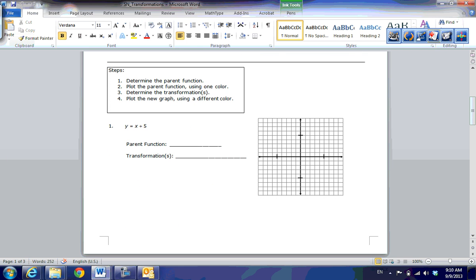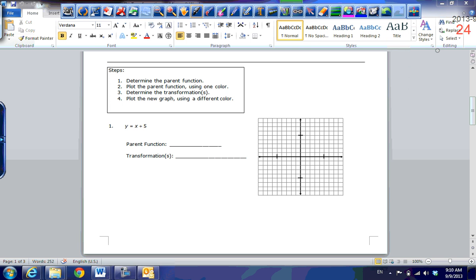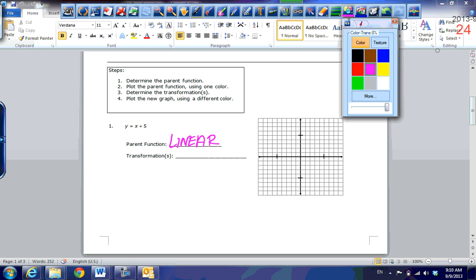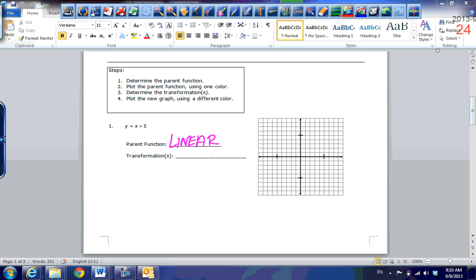All right, let's apply this a little bit. Number 1 says determine the parent function. So what is the parent function for number 1? Linear. Cool. So let's plot the parent function using 1 color. So if you don't have 2 colors, no worries. We'll just make this one dash, something like that.